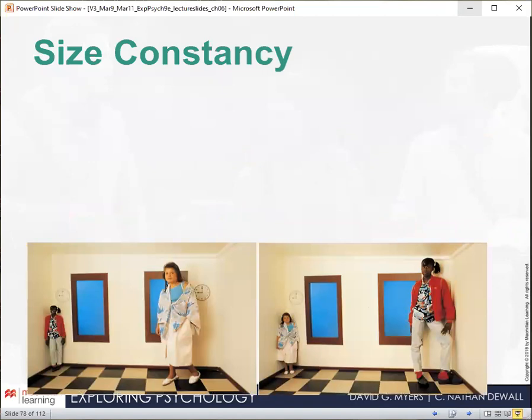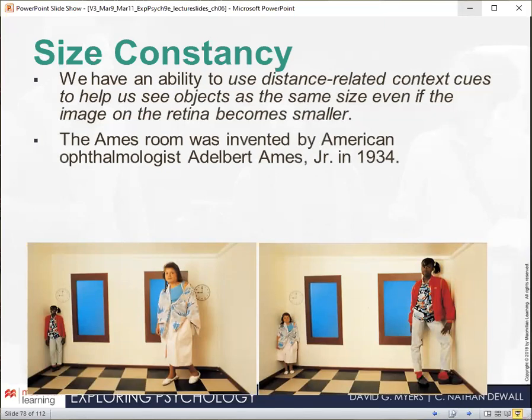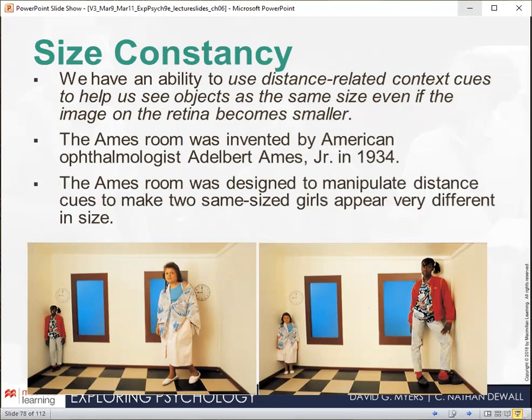Now, this is another aspect of size constancy. We saw this mentioned previously, but with size constancy here, we have an ability to use distance-related context cues to help us see objects as the same size, even if the image on the retina becomes smaller. The Ames room was invented by American ophthalmologist Albert Ames in 1934. The room was designed to manipulate distance cues to make two same-sized girls appear very different in size.